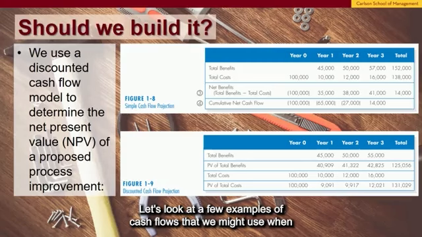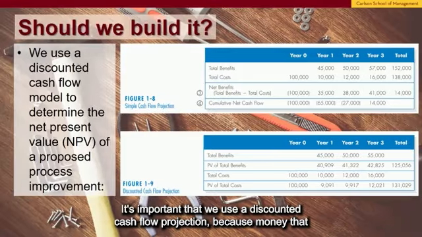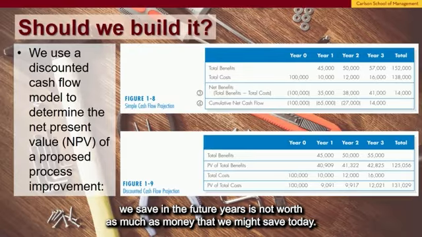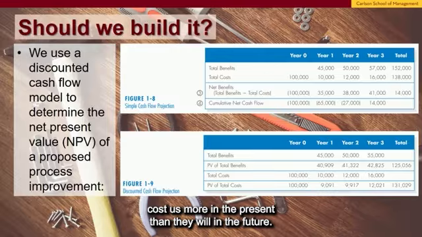Let's look at a few examples of cash flows that we might use when determining whether or not we should build a system. It's important that we use a discounted cash flow projection because money that we save in the future years is not worth as much as money that we might save today. Similarly, costs of the system, which tend to be front-loaded in our projects, cost us more in the present than they will in the future.